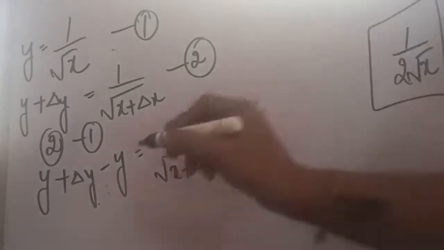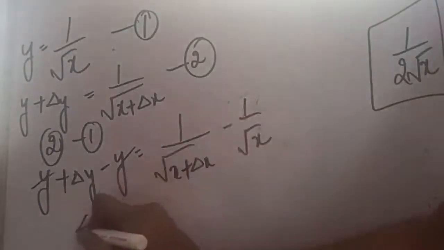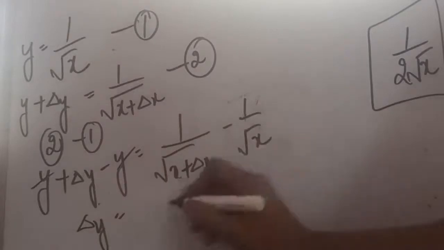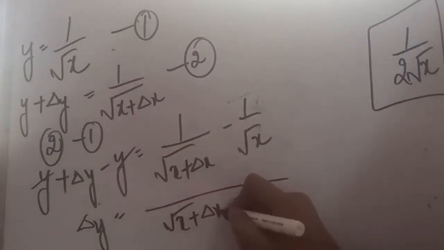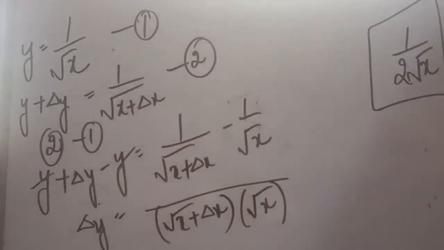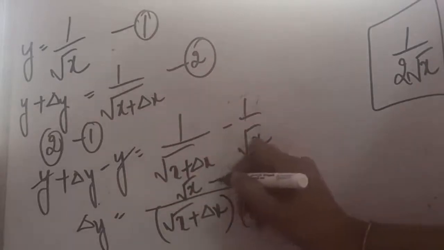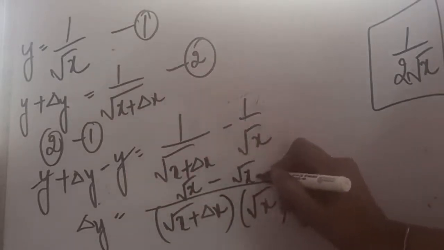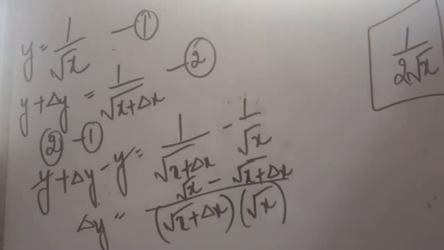So for solving this, on the left hand side it is easy because we can cancel it out. On the right hand side, how can we solve it? We will have to take the LCM only. So root x plus delta x, and it will be root x multiplied. Now taking the LCM, it will be root x minus root x plus delta x. So this is how we take the LCM.